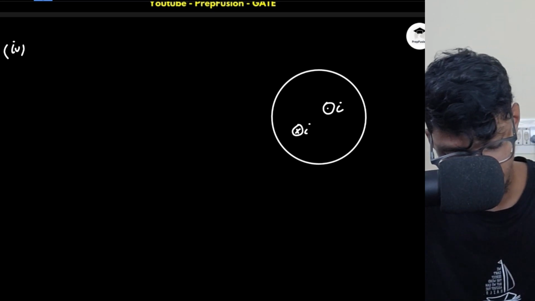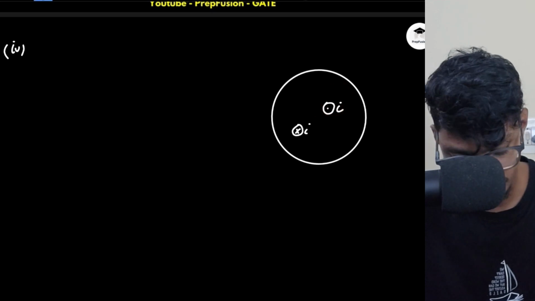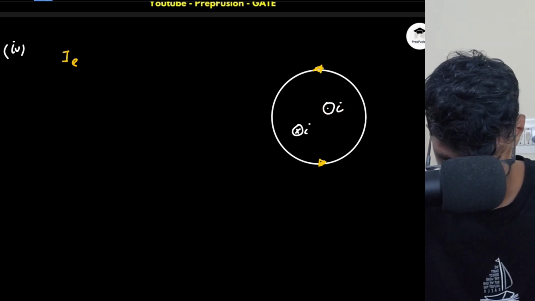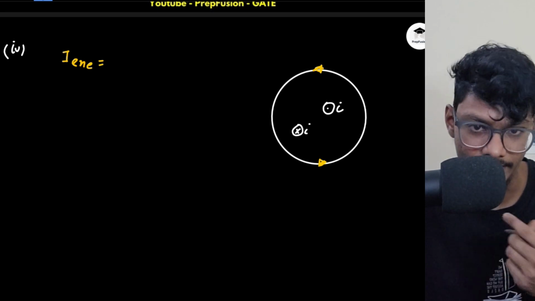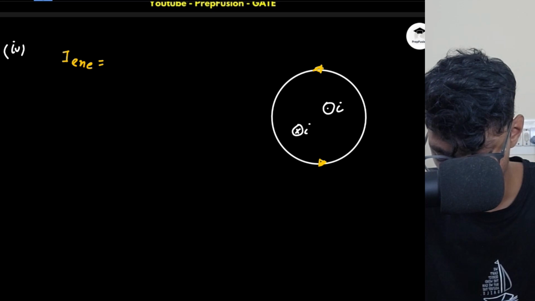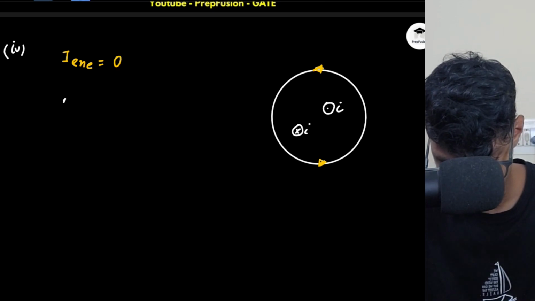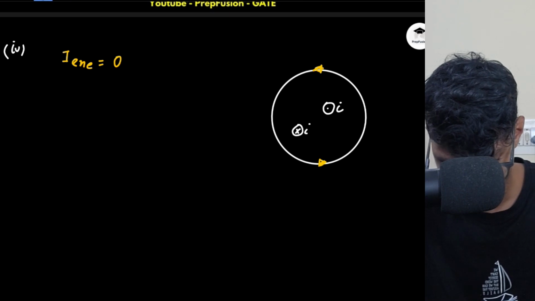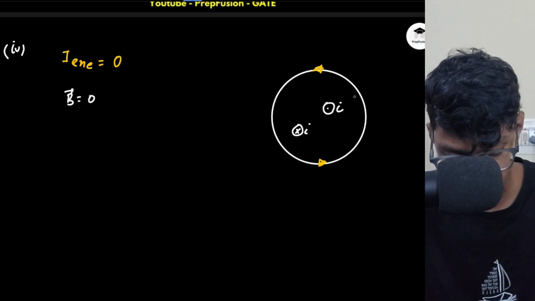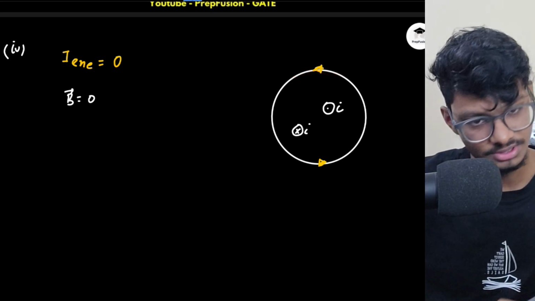So I have two currents, and whatever direction I have chosen according to this convention, it will be anticlockwise. It doesn't matter because my I enclosed, the I that goes through the Amperian loop surface, is simply 0. So if it is 0, my magnetic field will also be simply 0. Correct, because the angle between magnetic field and dl is 0 only, so I can safely say here the magnetic field will be simply 0.